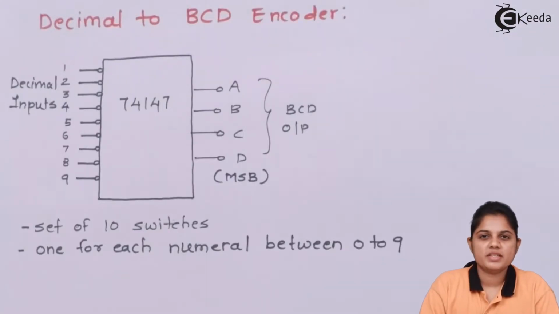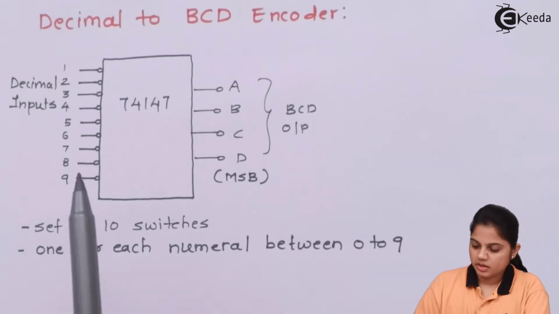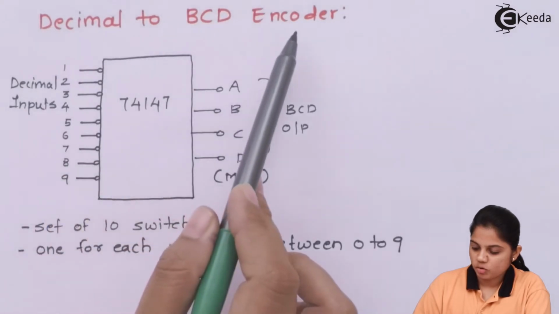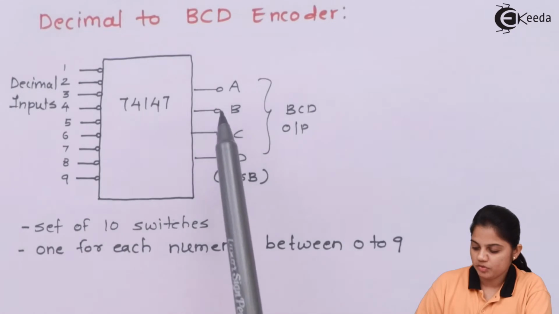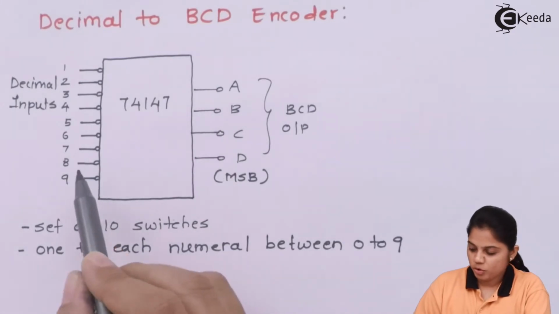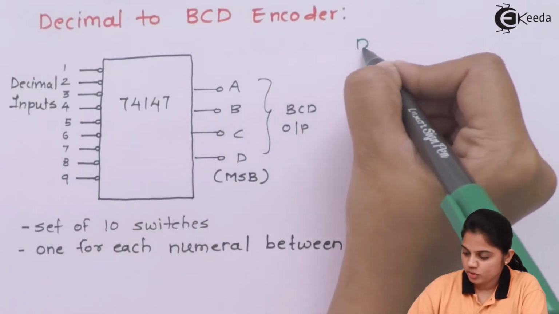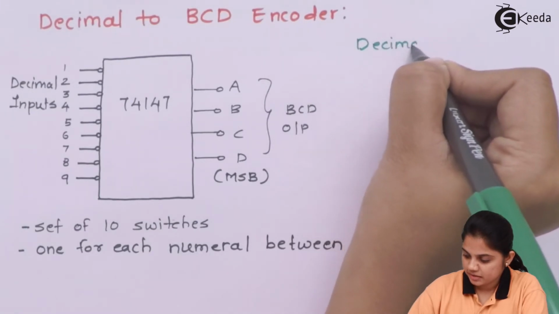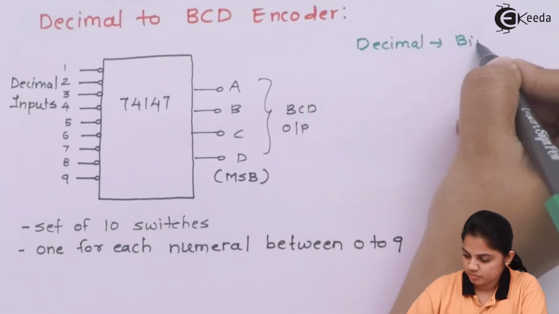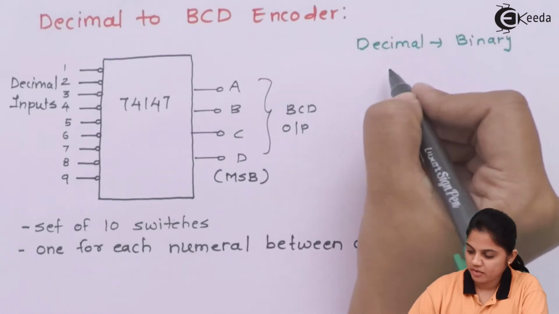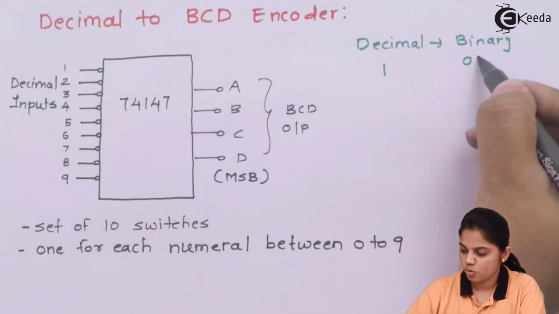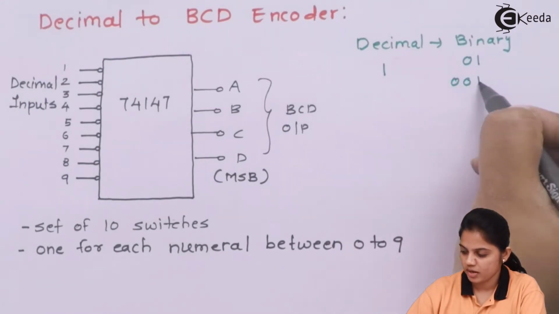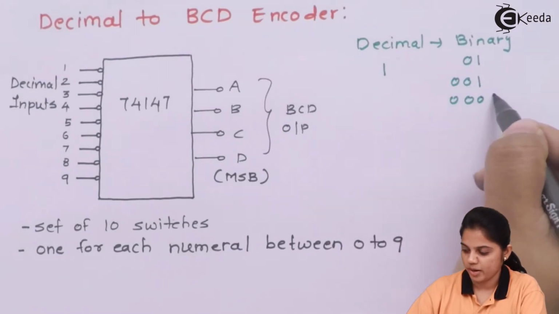Now the next type is the decimal to binary encoder. Here, your input will be in a decimal form and your output will be in a binary form. Now you know that a decimal value can be represented in binary form. For example, if you have a decimal value equal to 1, you can represent it like 0, 1, or you can write 0, 0, 1, or you can write 0, 0, 0, 1.